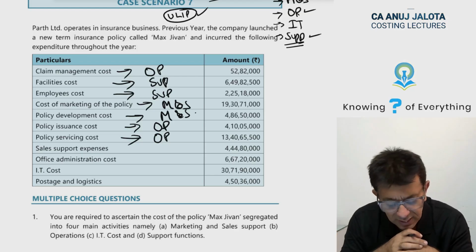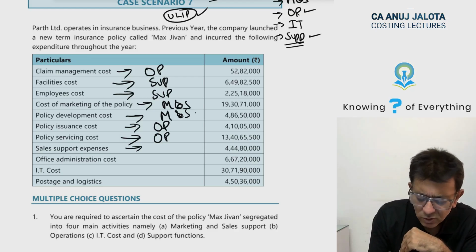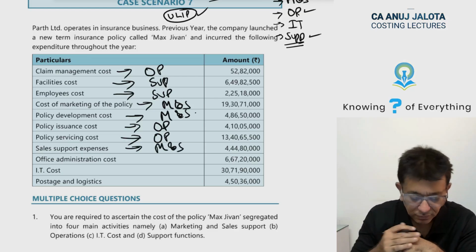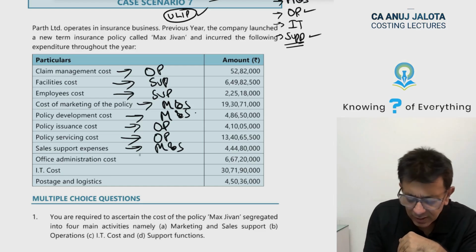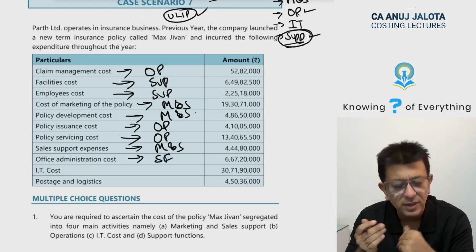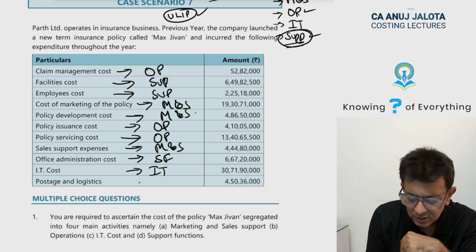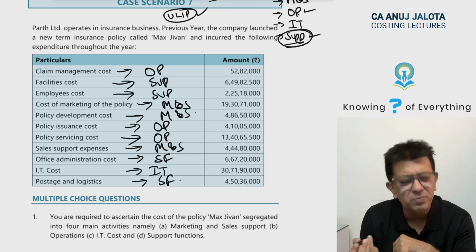Okay, further, sales support cost. Sales support cost should be, it is sales, no? So marketing and sales. Office administration cost. I guess this should be part of the support functions only. That is the last one. Okay, it is office cost, no? IT cost is a separate head only by itself. Postage and logistics again should be your support functions only.